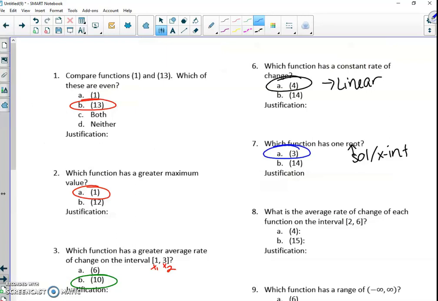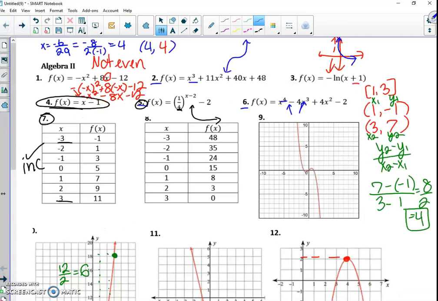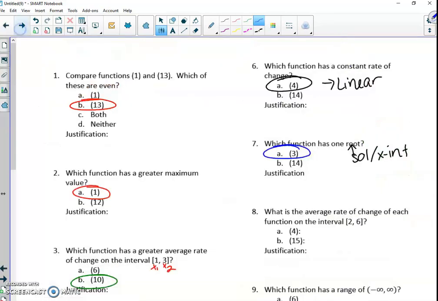All right, next one says, what is the average rate of change of each function on the interval 2 to 6? Okay, so another rate of change problem. So function 4 and function 15. So 4 is actually really easy because this is a linear function, and linear functions have the same rate of change. You could take those x values and plug them in, do y2 minus y1 over x2 minus x1, but you don't have to. This has a constant rate of change, and the rate of change is just the slope, which is the number in front of x. So the rate of change for function 4 is 1.